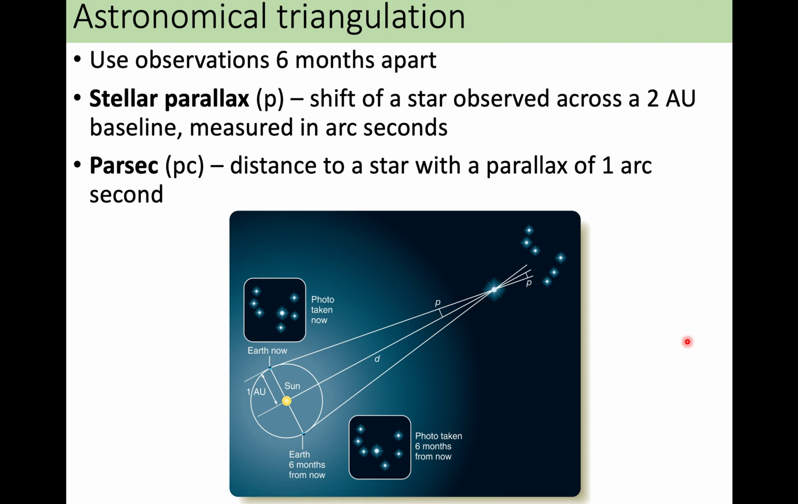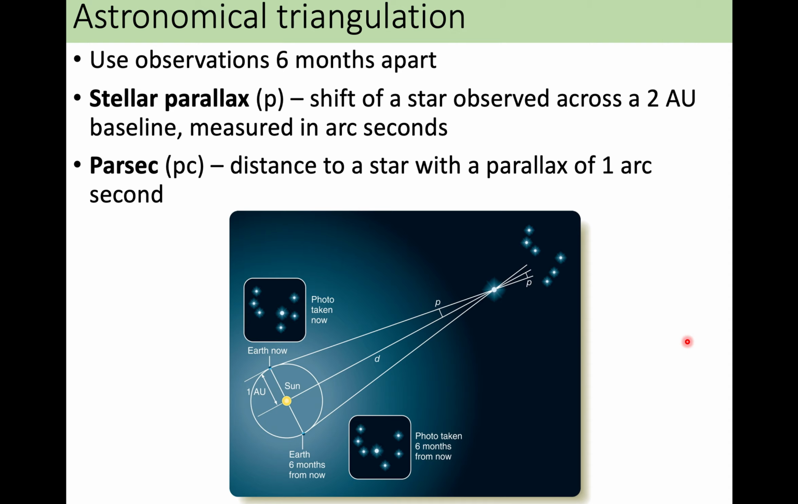So we're able to use these observations that are taken 6 months apart to measure the stellar parallax. So stellar parallax is the specific shift across that 2 astronomical unit baseline. It's usually measured in arc seconds. So when we're talking about stellar parallax, we know that we're talking about taking one observation and then another observation 6 months later. So we know that we're using our orbit as our baseline.